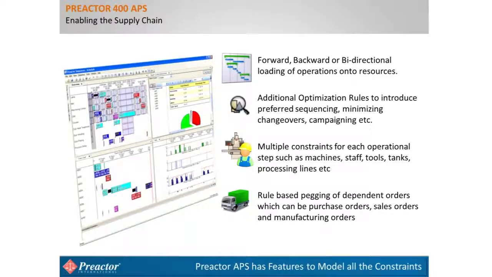Another feature available is the ability to take account of dependent orders. Often ERP systems generate a separate order for each level of the bill of materials for an order. These, along with bought-out materials, must be taken into account in the detailed scheduling process. Preactor has material control features to deal with this.